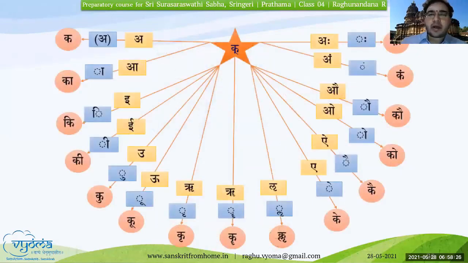Now, we had also seen this illustration, how to write each of these Gunitaksharas, what are the symbols for the matra and how we write it.